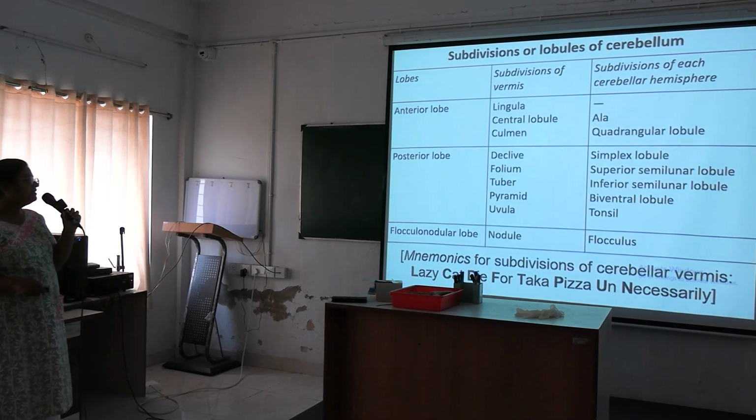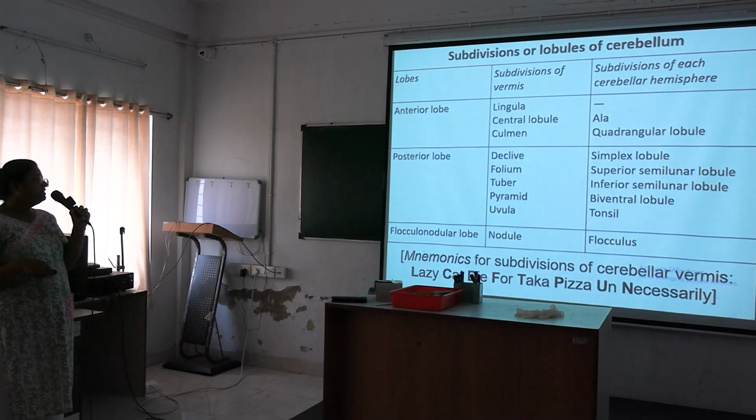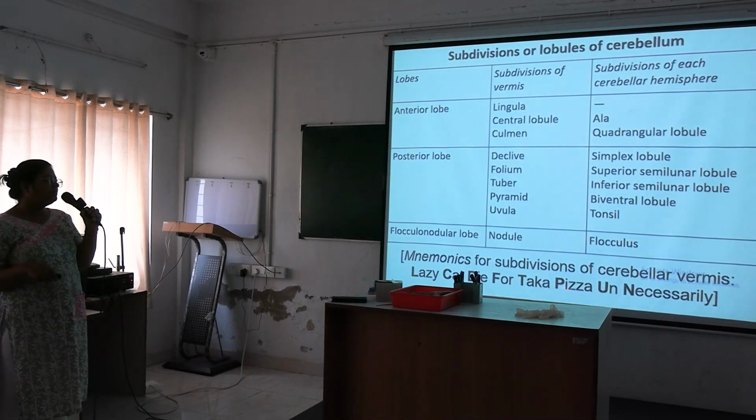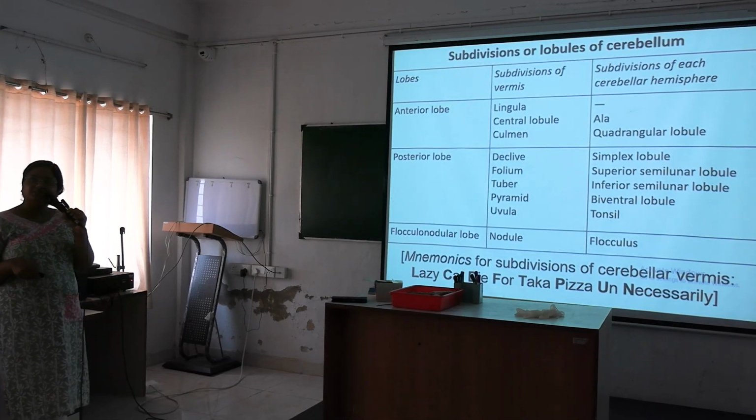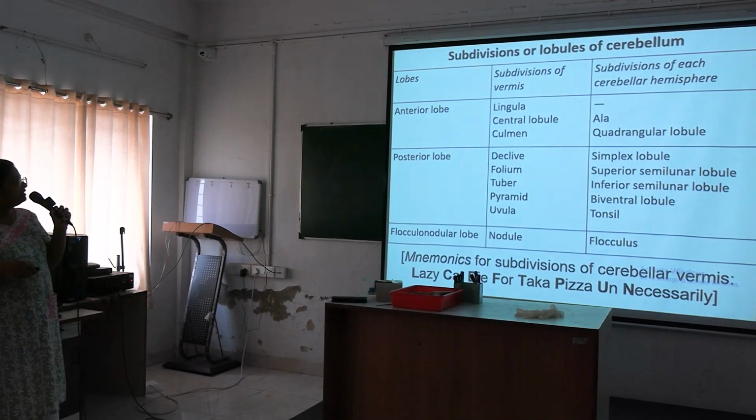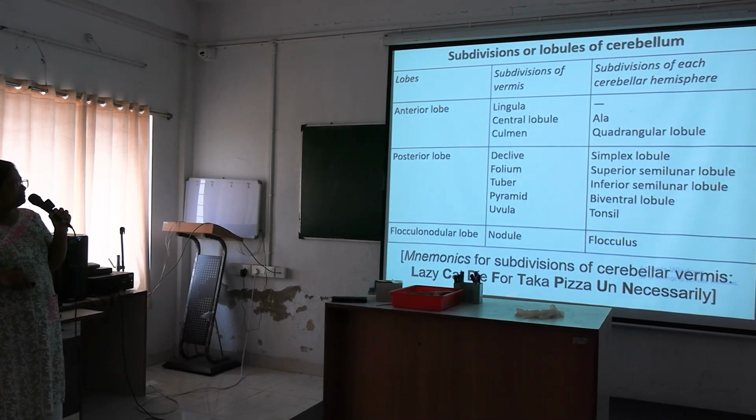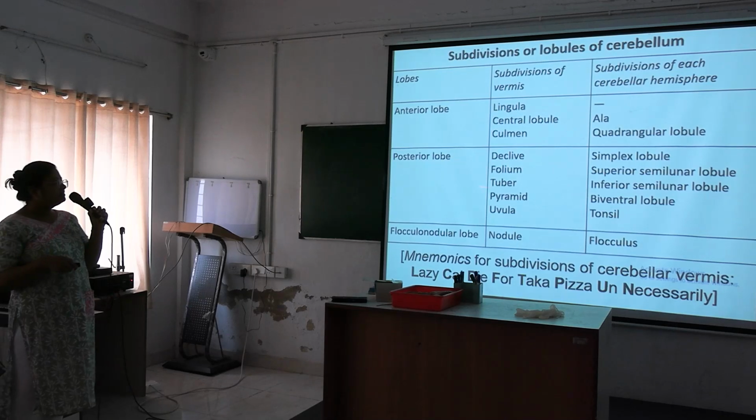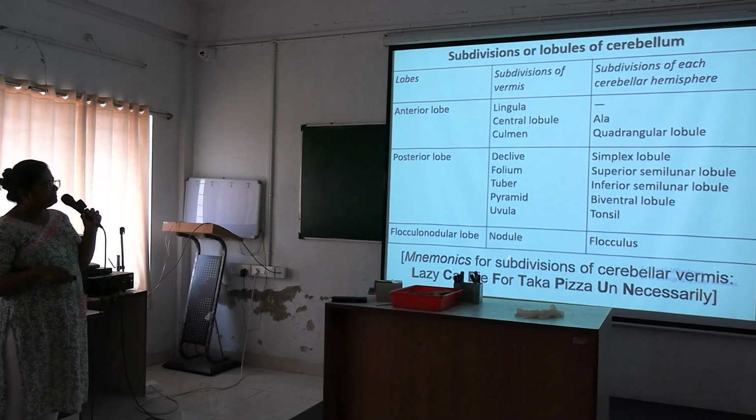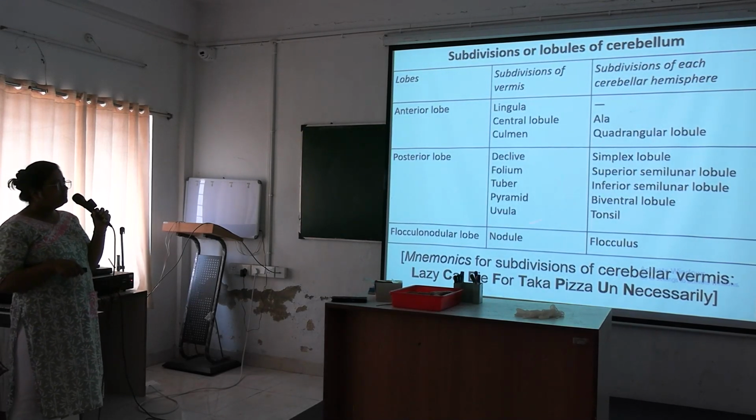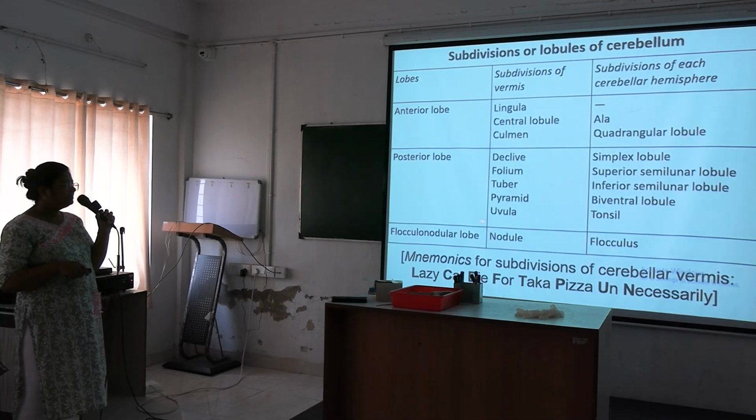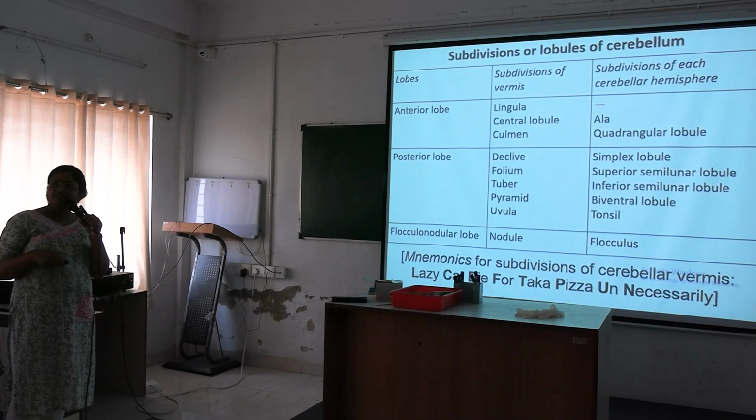Okay, so you can remember this from the mnemonic: Lazy Cat Die For Taka Pizza Unnecessarily. L is lingula, C is culmen, central lobule and culmen, D is declive, F is folium, T is tuber, P is pyramid, U is uvula, and N is nodule. And remember it like this, okay?